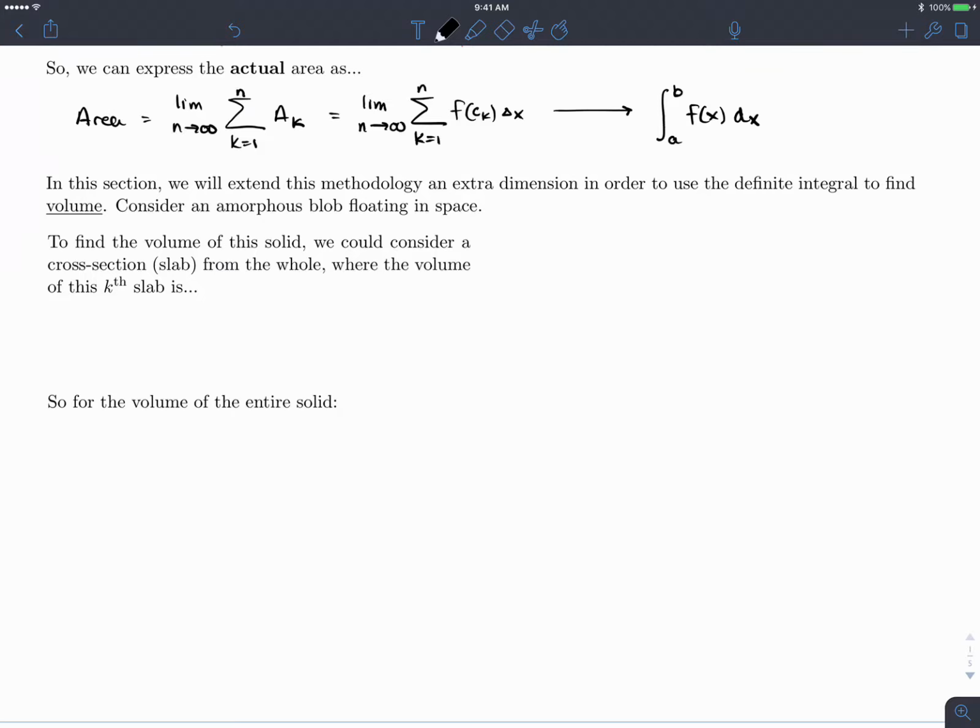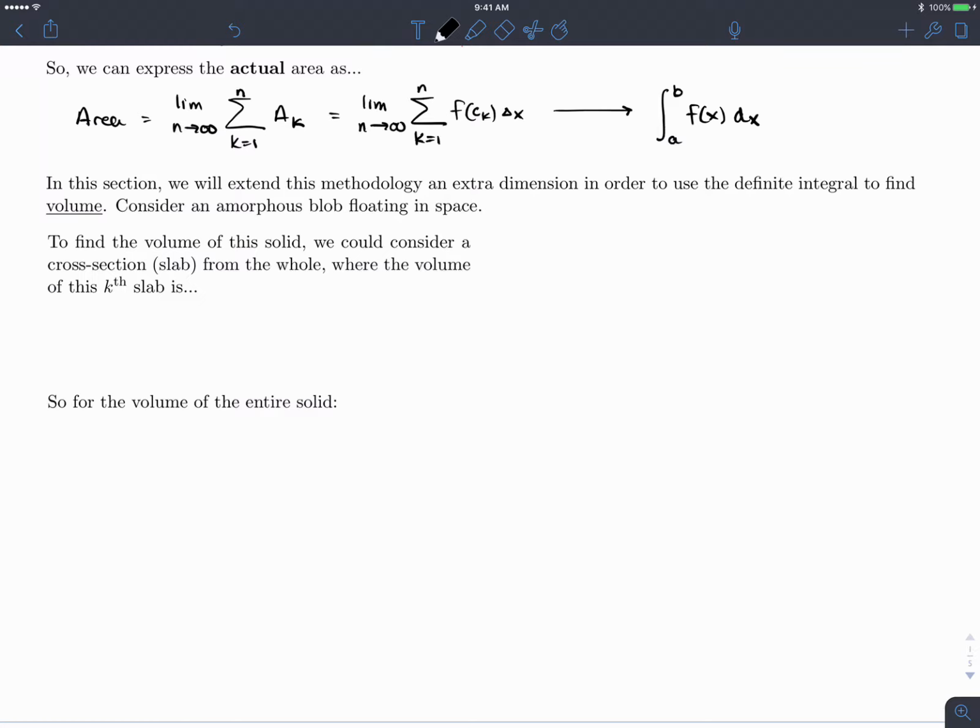Okay, so now that we've recalled the motivation for using the definite integral to find values and what that means spatially, which we talked about with area, what we're going to be doing in sections 6.1 and 6.2 is extending that to one more dimension, to use the definite integral to find volumes of solids.